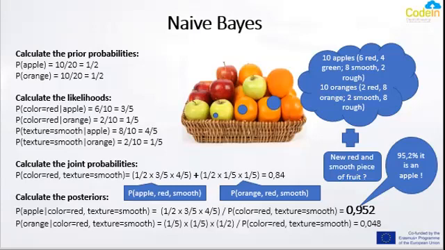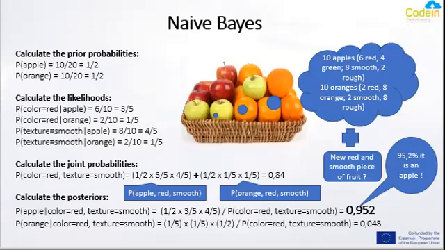The likelihoods are the probabilities of the fruit having a red color and smooth texture, given that it's an apple or an orange. The likelihood of being an apple and having a red color is 0.6. The likelihood of being an apple and having a smooth texture is 0.8. The likelihood of being an orange and having a red color is 0.2. The likelihood of being an orange and having a smooth texture is 0.2.